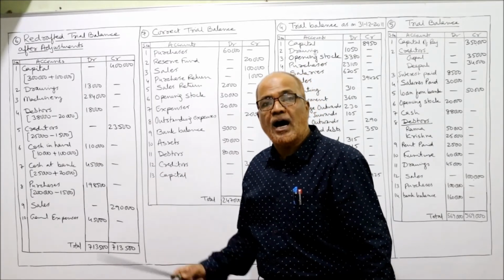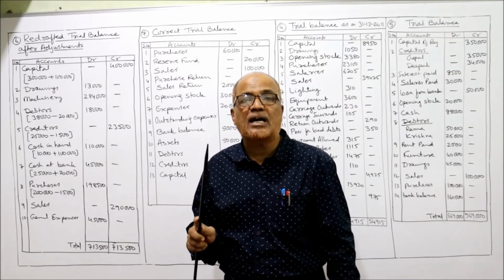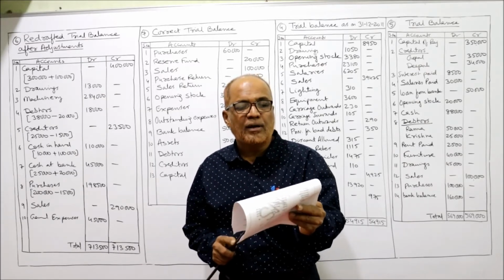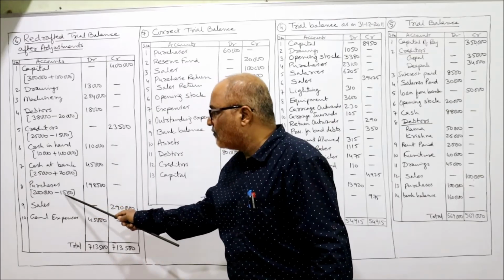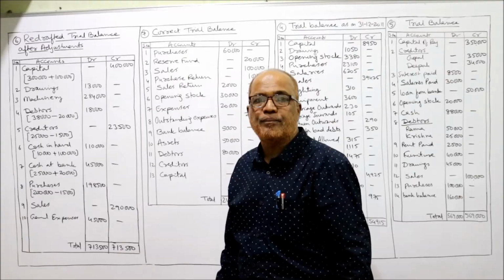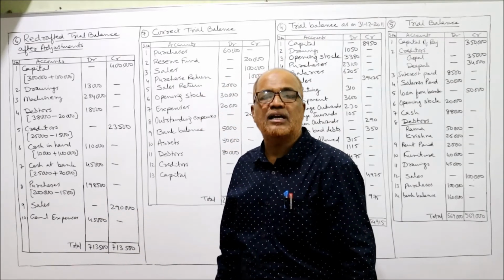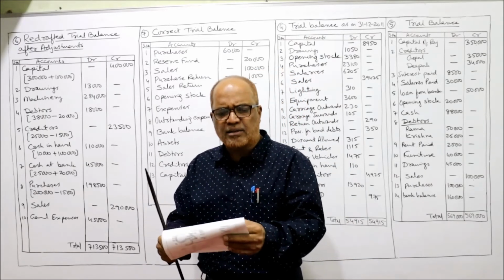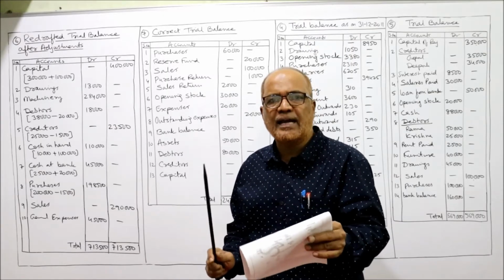That is one effect. Again, this 1,500 rupees will be deducted from purchases. How much are the purchases given? Purchases are given as 2 lakh rupees. From 2 lakh rupees, we deduct 1,500 rupees because it's a purchase return, so 1,98,500 is the purchases. These are the three adjustments. Remaining items we take as they are.